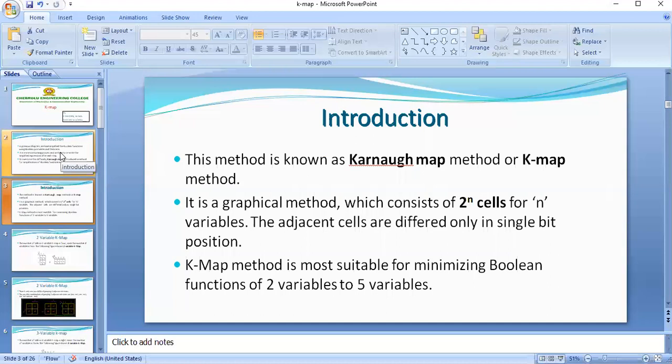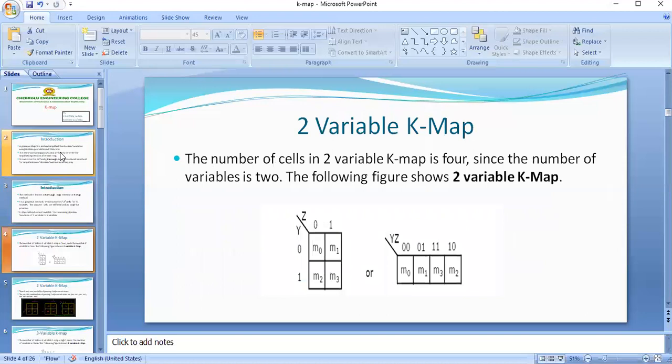See here, this is the graphical representation for the 2 variable K-map. For 2 variables, here 2 are the input variables. For 2 variables, we have 2 power n cells in the graphical representation. 2 power n means 2 power 2, and 2 power 2 means 4. Here we have 4 cells for the 2 variable K-map.